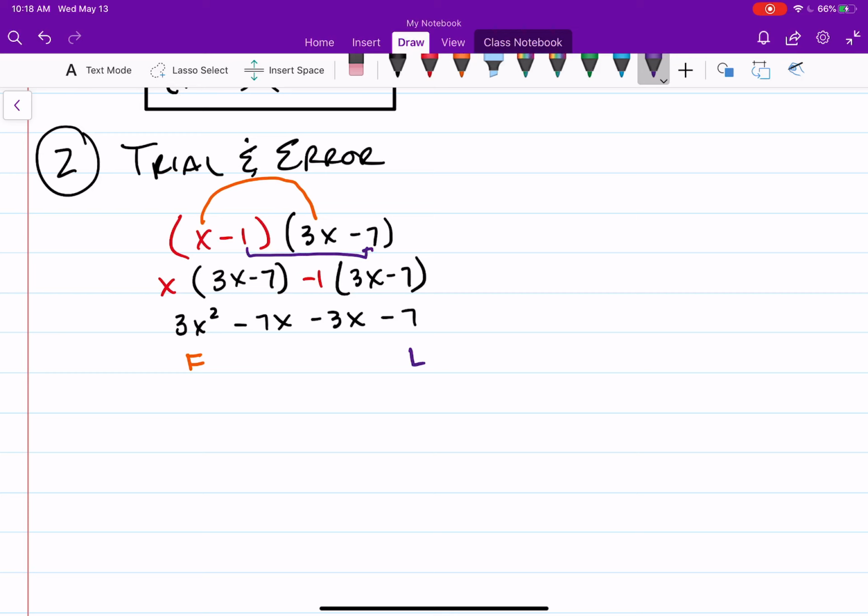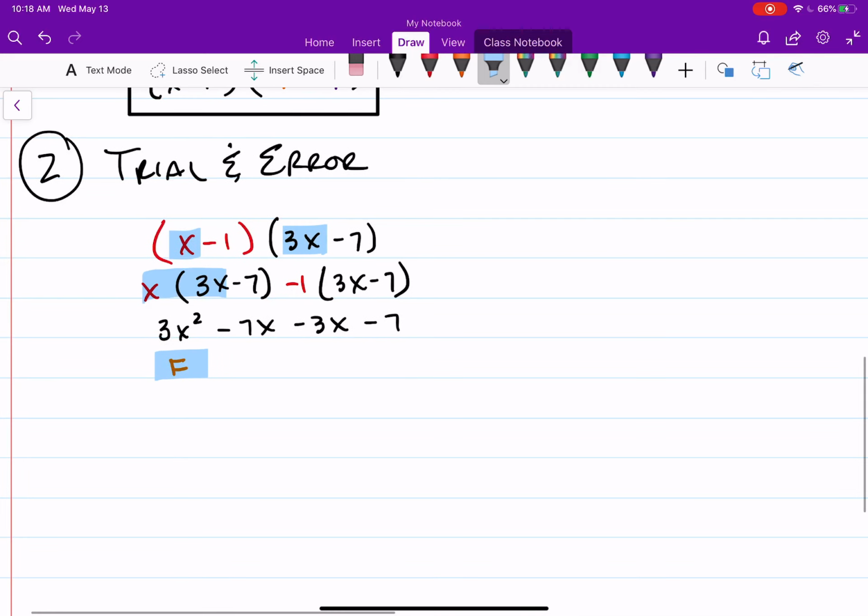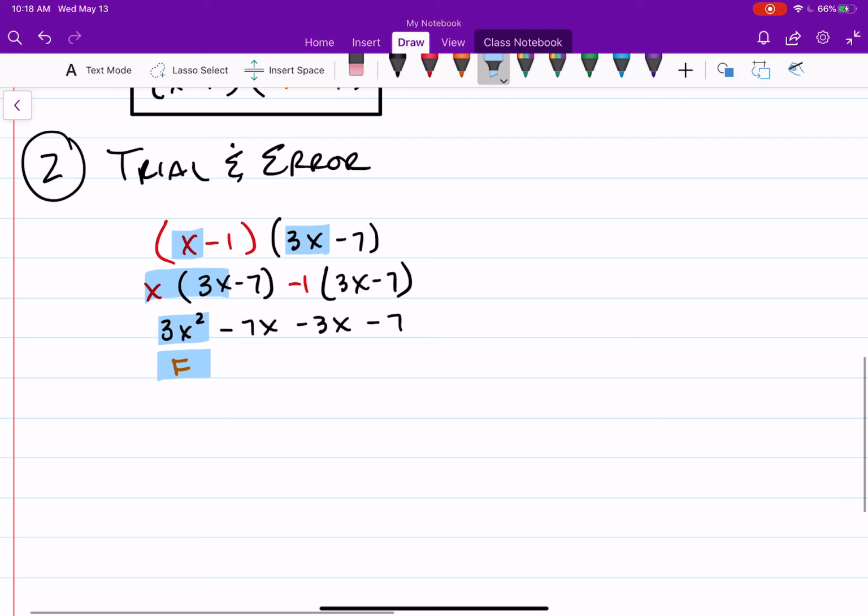Okay, actually, let me do it this way. This is the first, which is this times this, which is the same as this times this, which got you this, okay? Now, I said that this was the last, which is this times this, which is the same as this times this, which is that, okay? So that's my last, okay?